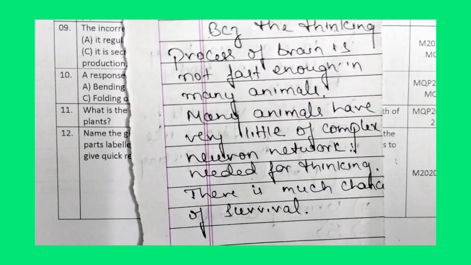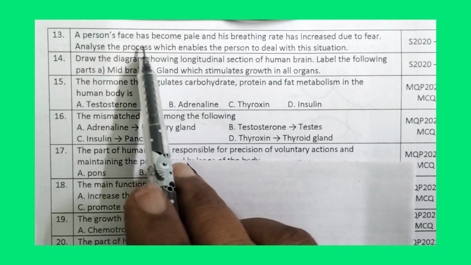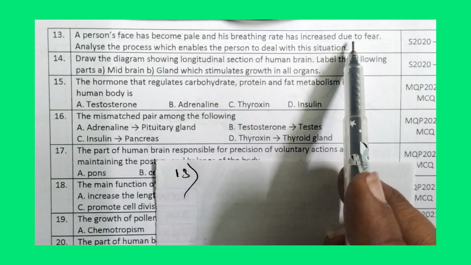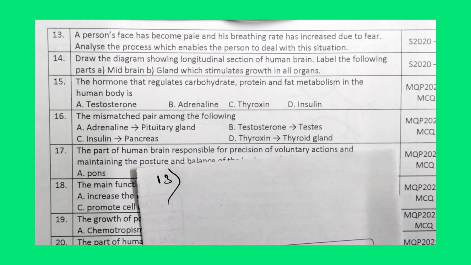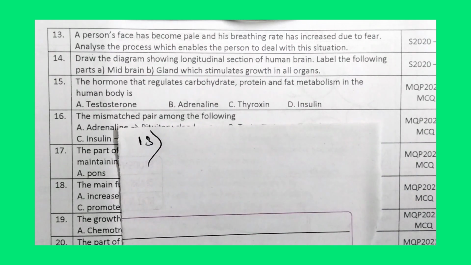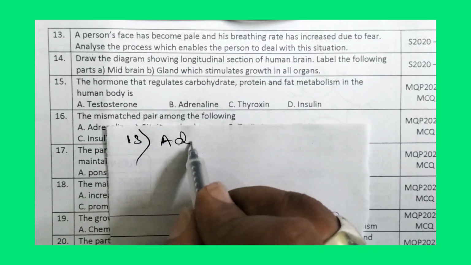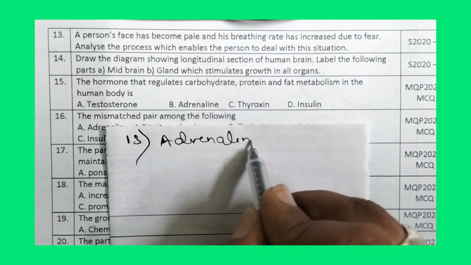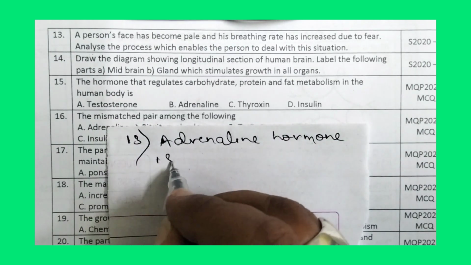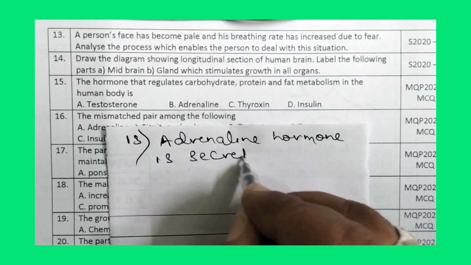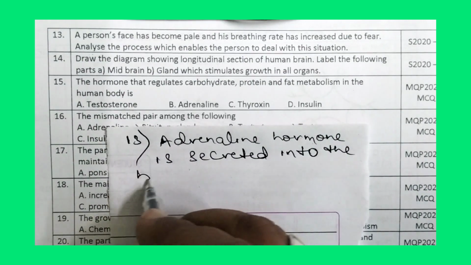Now let us move for 13th question. A person's face has become pale and his breathing rate has increased due to fear. Analyze the process which enables the person to deal with this situation. In this situation, adrenal gland will secrete adrenaline hormone. Adrenaline hormone is secreted into the blood.